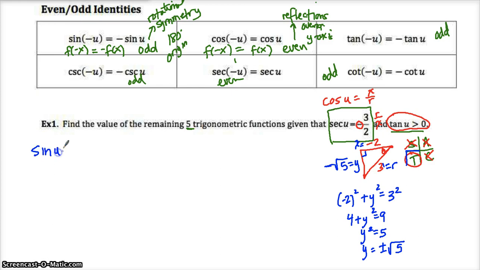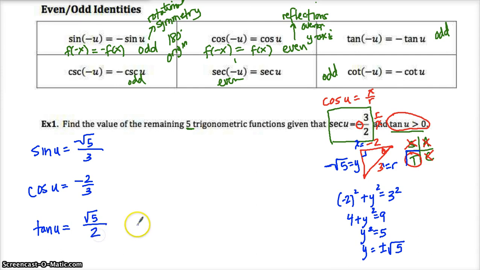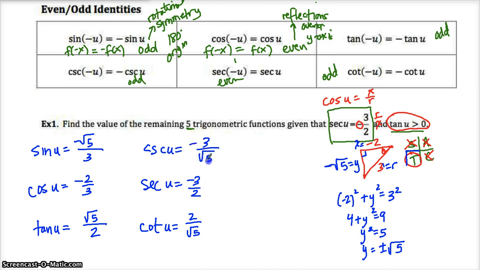So sine of u is equal to y over r. Cosine of u is equal to x over r, and cosecant is the reciprocal of negative 3 halves. Tan of u is equal to y over x, but they're both negative, therefore it turns into positive. Now all I'm doing is reciprocating. So these are your 5 or your 6 answers.